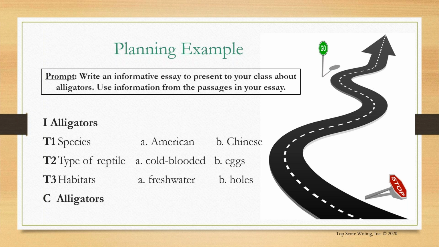The three main topics next to T1, T2, and T3, as well as the A's and B's, come directly from the text. This ensures that students are writing about what they have read and not their background knowledge or their own personal prior experience. You will also notice that when we write our plan, we just write one or two words for each part. We don't write in complete sentences.